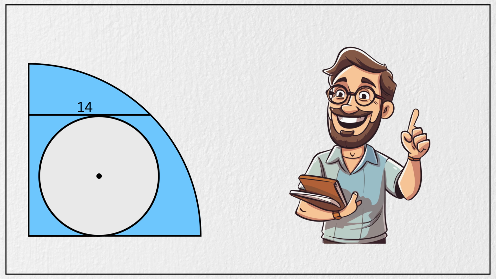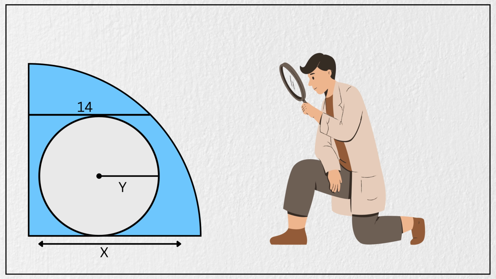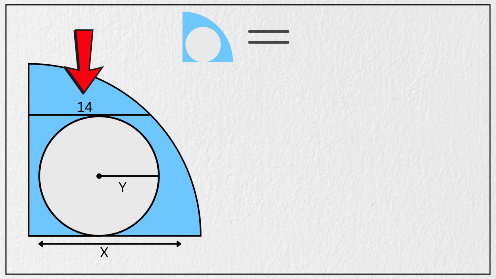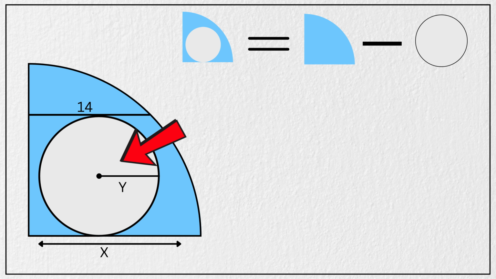But before we begin, let's mark the radius of this quarter circle as x unit and radius of this full circle as y unit. Now if you look at the figure, the area of the blue shaded region is simply the area of the quarter circle minus the area of the full circle inside it, right?